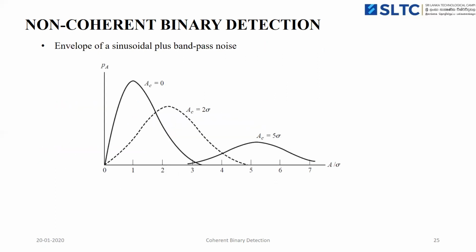The waveform shows the envelope of the sinusoid plus bandpass noise, meaning the envelope of the received signal using that respective PDF function. Since the amplitude of the carrier is the dominant tone, we vary the carrier amplitude AC: AC equal to 0, AC equal to 2 sigma, and AC equal to 5 sigma. When increasing the amplitude of the carrier, the spread of the PDF function decreases.